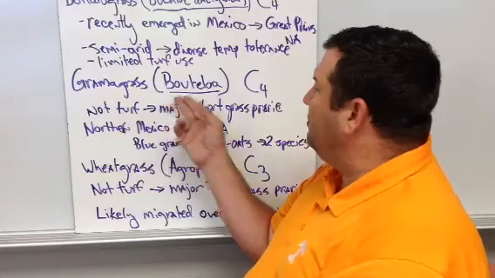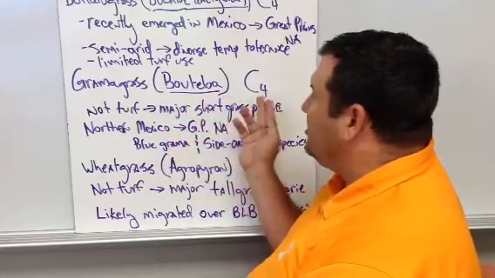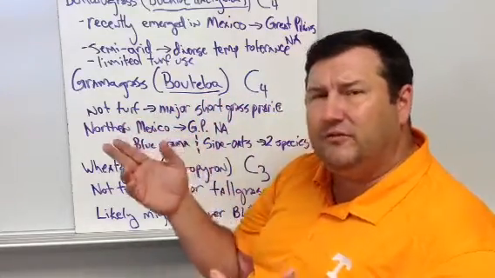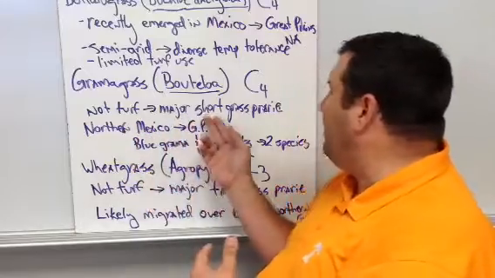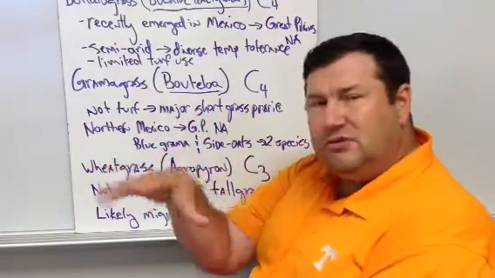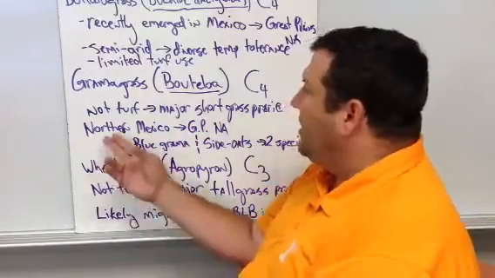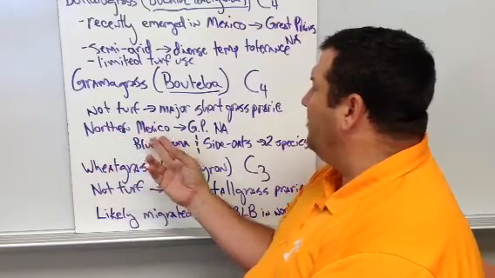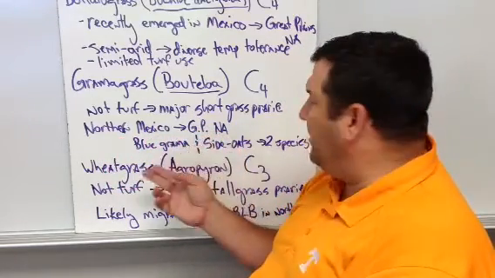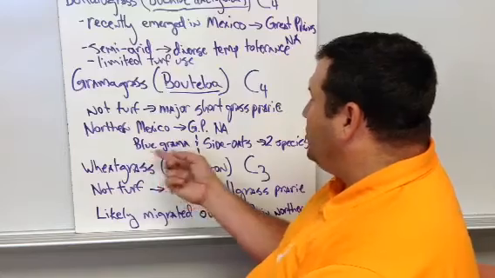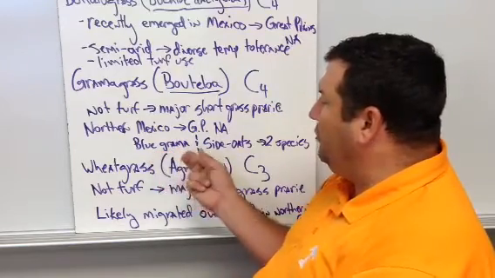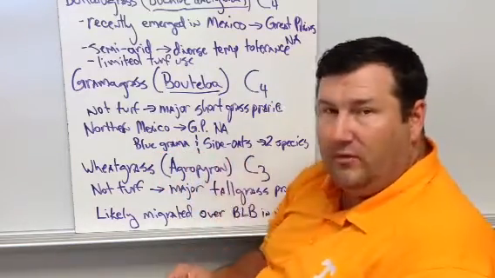Grama grass, or the Bouteloua, are also C4 grasses, generally not turf grasses, but are found as a major component of the shortgrass prairie, mostly because they grow fairly short. Again, center of origin in northern Mexico and then movement to the Great Plains of North America. The two main species that we see are blue grama grass and sideoats grama grass.